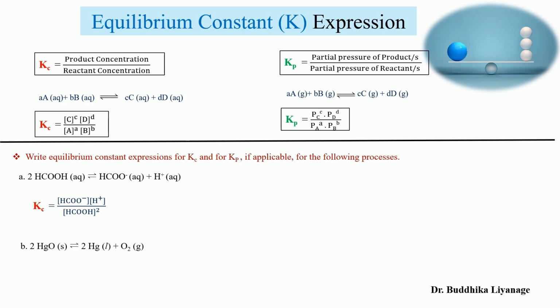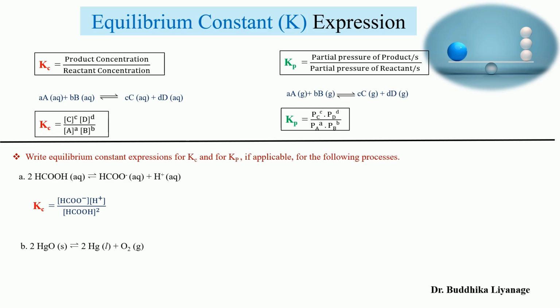Second reaction, 2 moles of mercury(II) oxide is in equilibrium with 2 moles of mercury plus oxygen. So here mercury oxide is solid phase. Mercury is a liquid at room temperature. Oxygen is a gas. This is heterogeneous equilibria.